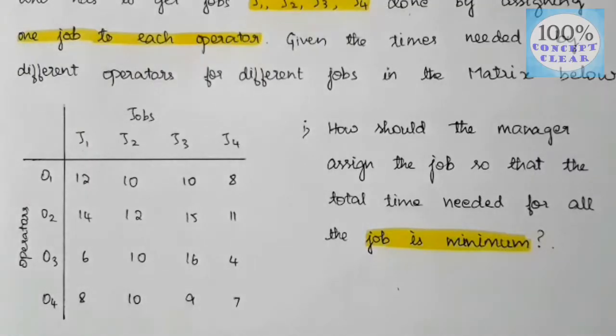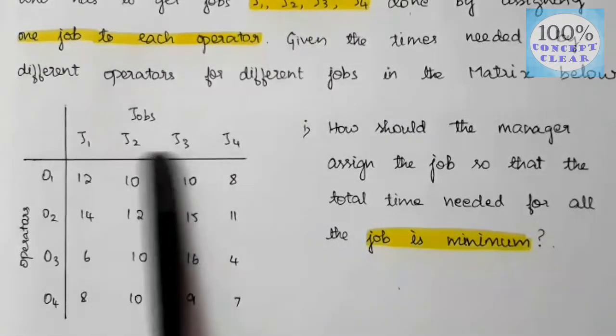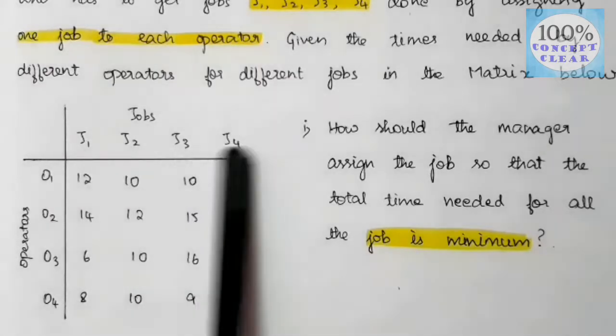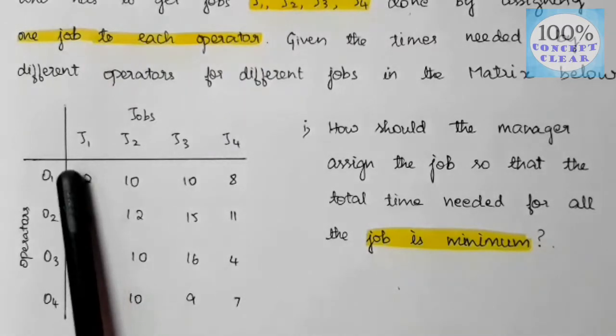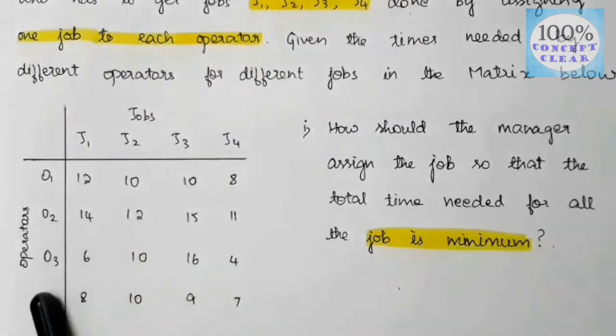So in step 1, we have to find whether the problem is balanced or unbalanced assignment problem. For that, we have to compare rows and columns. In row, we have 1, 2, 3, 4 rows, and in column, we have 1, 2, 3, 4 columns. Therefore, we have equal number of rows and columns. Hence, this is a balanced assignment problem.